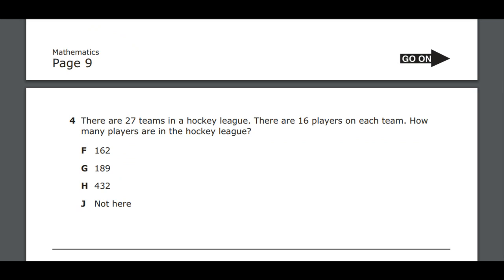Number 4. There are 27 teams in a hockey league. There are 16 players on each team. How many players are in the hockey league?